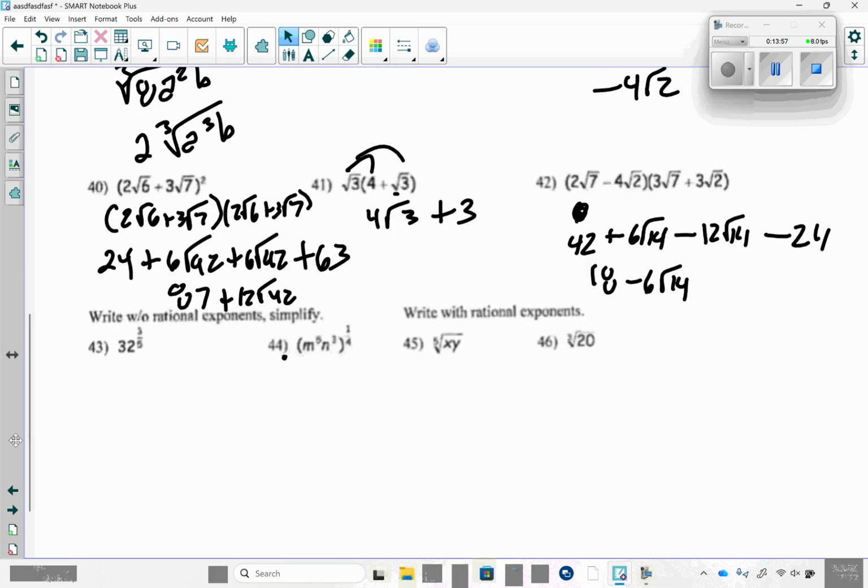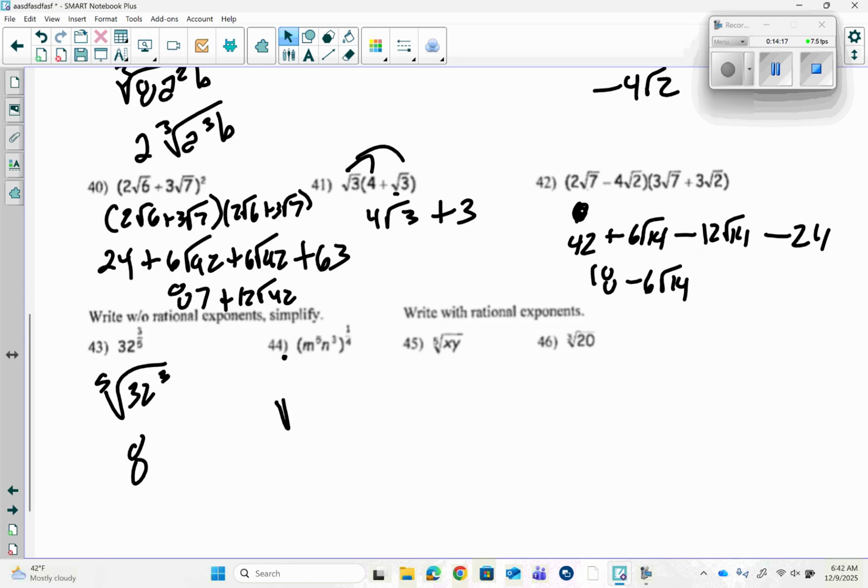Right, without rationals. Okay. So we want to put this in as a radical. So I have the 5th root of 32 raised to the 3rd. The 5th root of 32 is 2. 2 to the 3rd is 2 times 2 times 2, so that's 8. You can plug that directly into a calculator. It's going to work out.